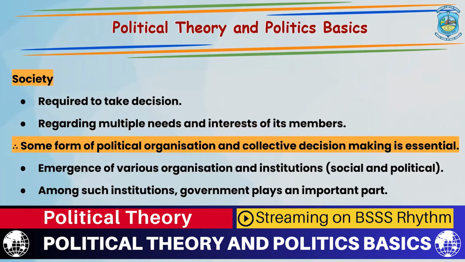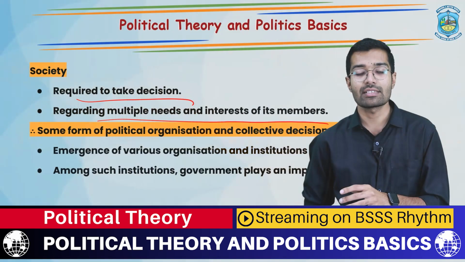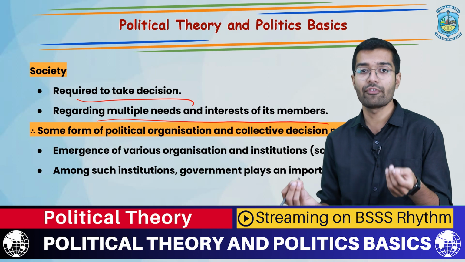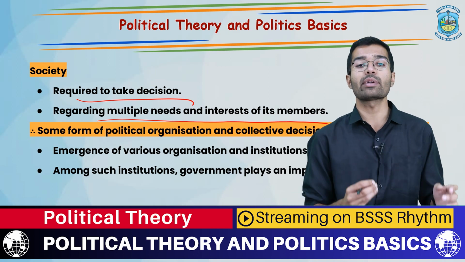Now, in society, we are required to take decisions. Why? Because there is a scarcity of resources and we have to distribute these resources among the members of society. Regarding the multiple needs and interests of the members, the citizens present in society have multiple interests. Everyone has different wants. Everyone wants to do something different. So in society, we need to take decisions.